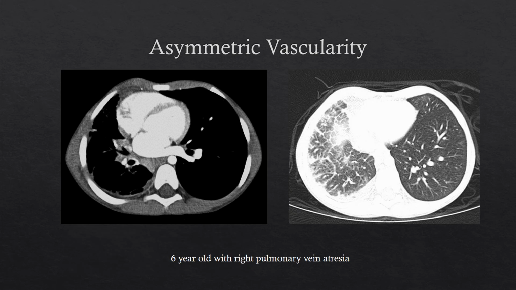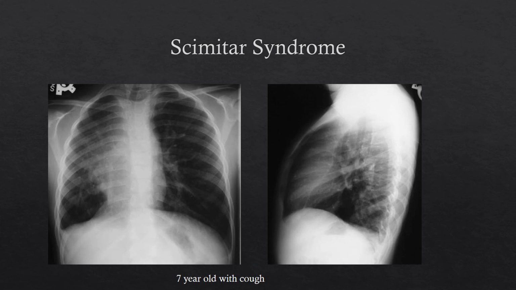This is a 6-year-old patient with right pulmonary vein atresia. No right-sided pulmonary veins enter the left atrium. On lung windows, you can see the associated venous interstitial edema on the right. Finally, here is an example of an abnormal vessel.